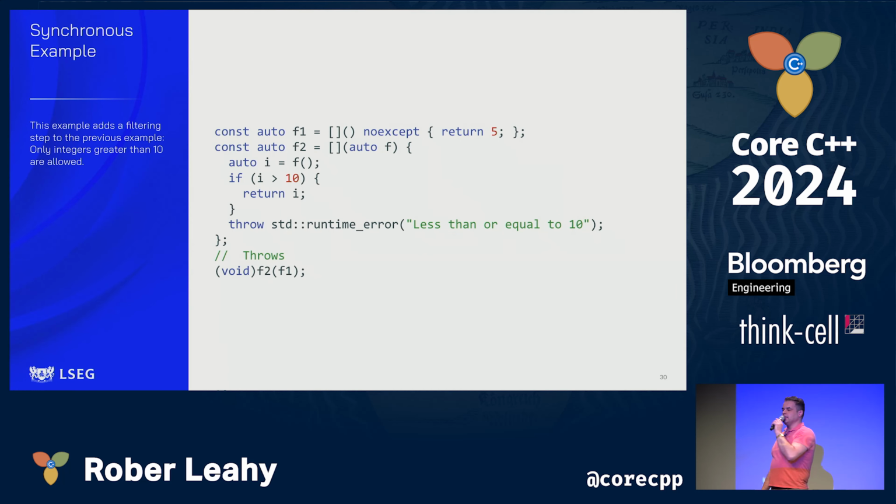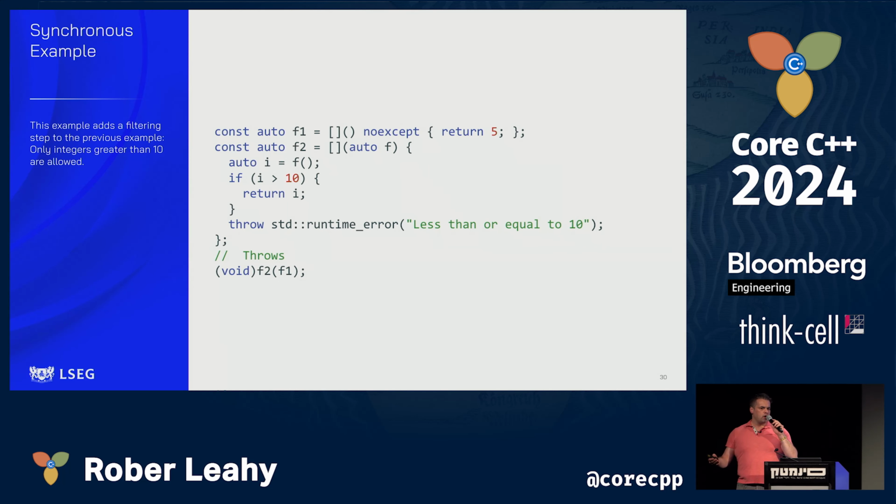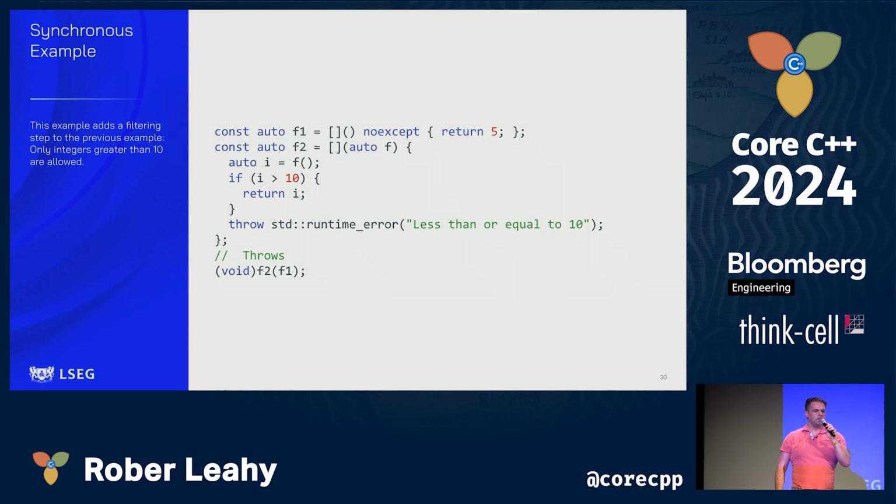Let's take a look at a slightly more complicated piece of synchronous code. We still have that function that just returns 5, but now we have a higher order function which accepts it, invokes it, and layers some filtering on top of it. If the predicate it embodies is not satisfied, it throws an exception, and indeed we can see that's the case based on the comment at the bottom of the slide. Once again, this is not particularly interesting code.